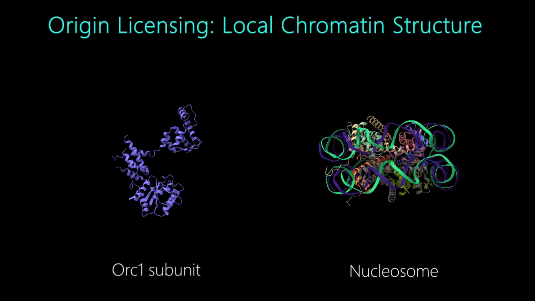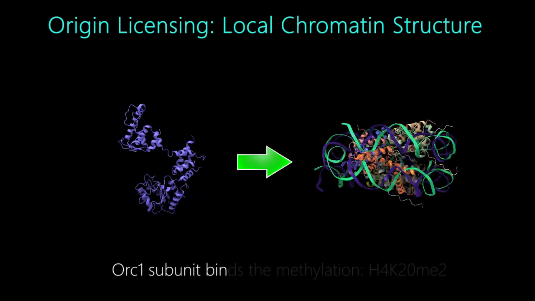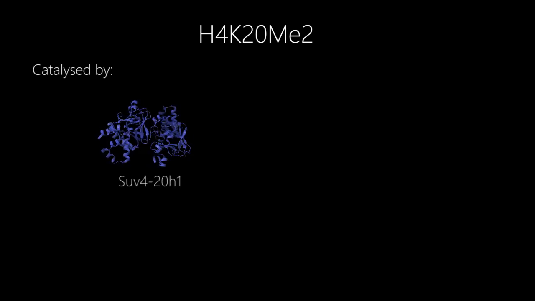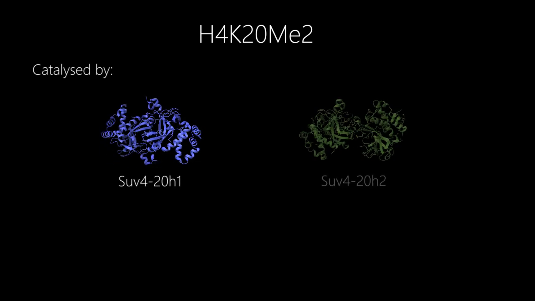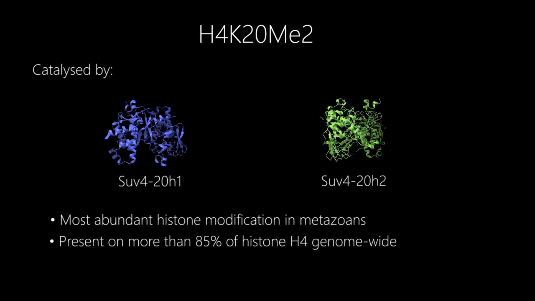Studies have shown that in metazoans, the ORC1 BAH domain binds the histone methylation H4K20Me2. This histone modification is catalyzed by the methyltransferases SUV4-20H1 and SUV4-20H2, and is the most abundant histone modification.